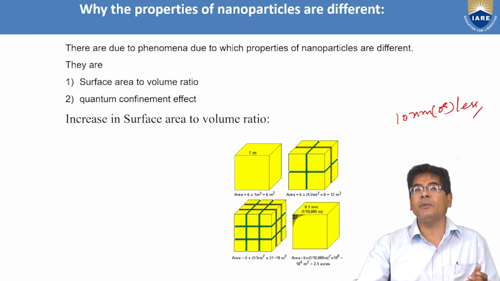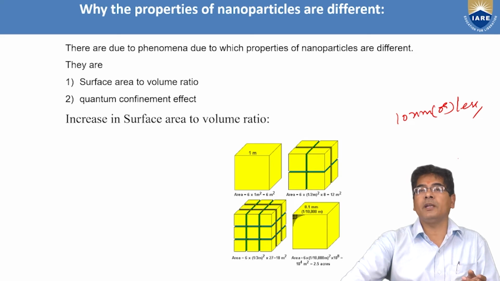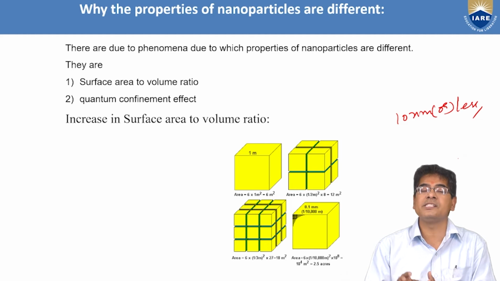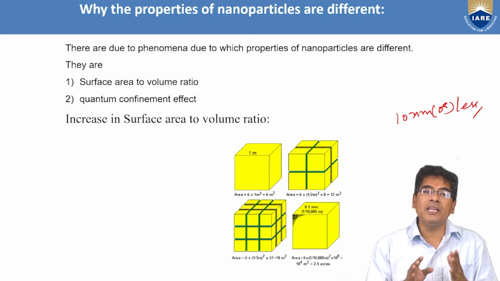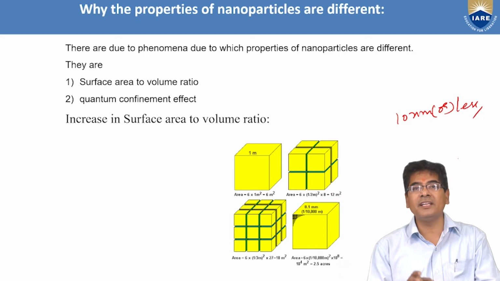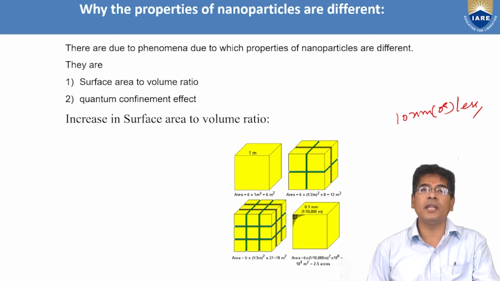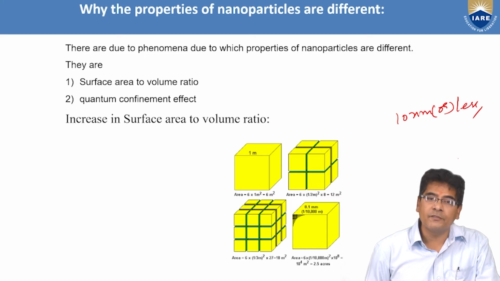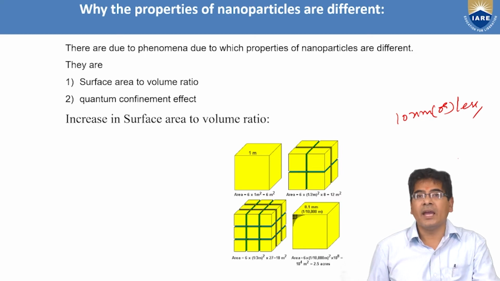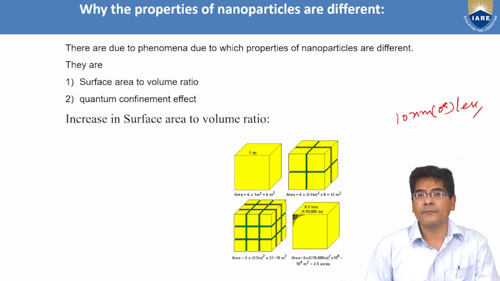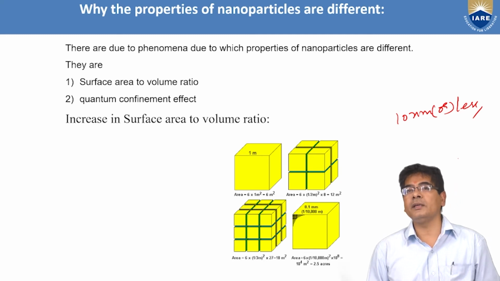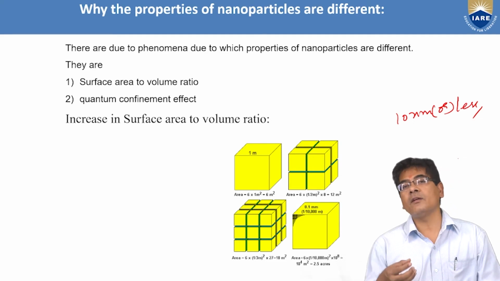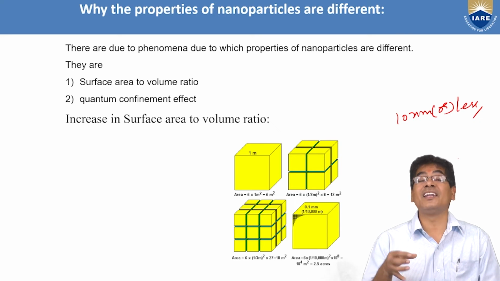The quantum confinement applies to particles having discrete energy levels or discrete energy packets instead of the bulk form. So that is the reason why the properties of nanoparticles are different. One is the surface area to volume ratio, and the other is the quantum confinement effect. These two are important cases which explain why the behavior of particles differs at the nano range.